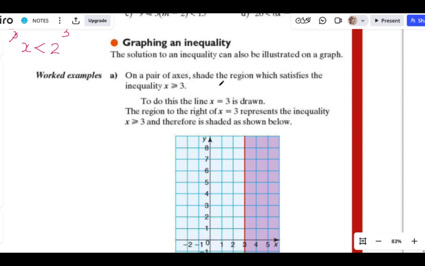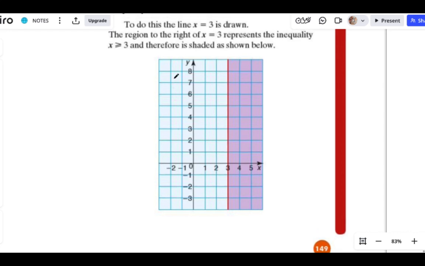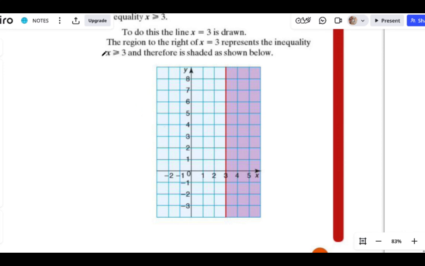You say, on a pair of axes, shade the region which satisfies the inequality x is greater than or equal to 3. So we're going to have a graph like this one. We label the x axis -2, -1, 0, 1, 2, 3, 4, 5, and show it with an arrow. Then we do the y axis, -3, -2, -1, 0, 1, 2, 3, 4, 5, 6, 7, 8, with an arrow. Now remember the inequality says.